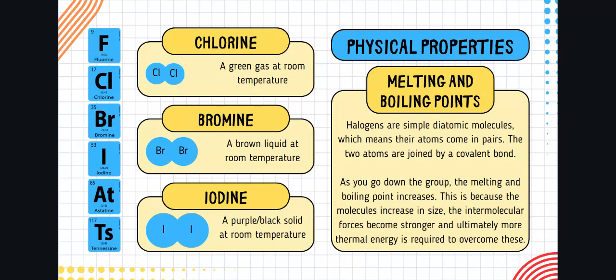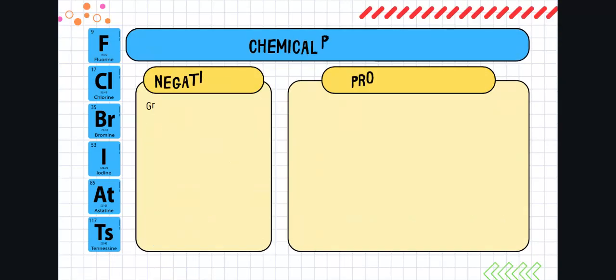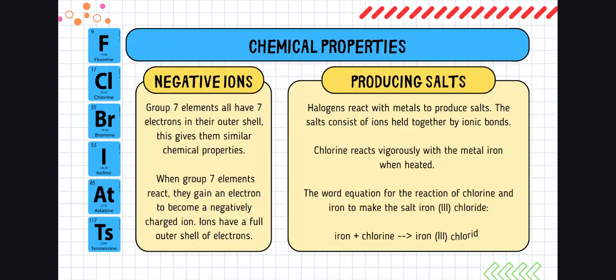Before we move on to the chemical properties, I just wanted to tell you that we will not be discussing astatine and tennessine in this video because they are radioactive elements and it's a lot harder to understand them, and we'll be going over that in a specific video when we're covering radioactive elements. So now that we have that out of the way, let's learn about their chemical properties.